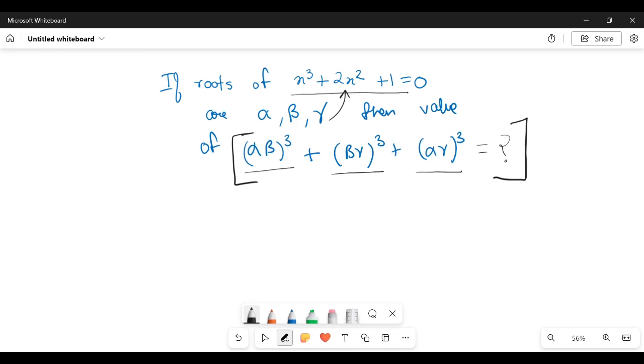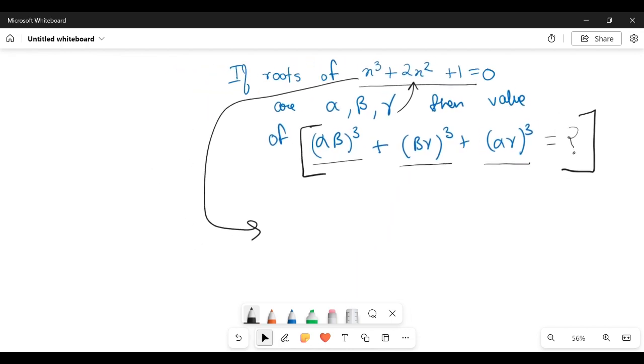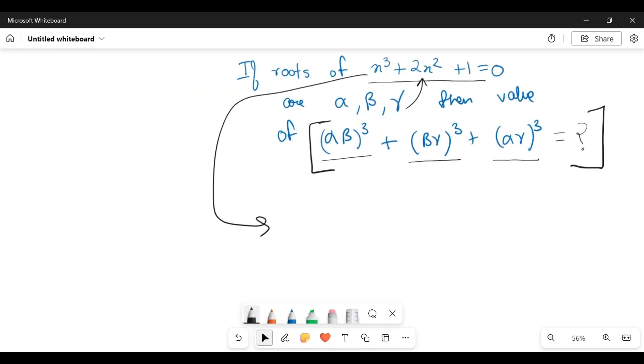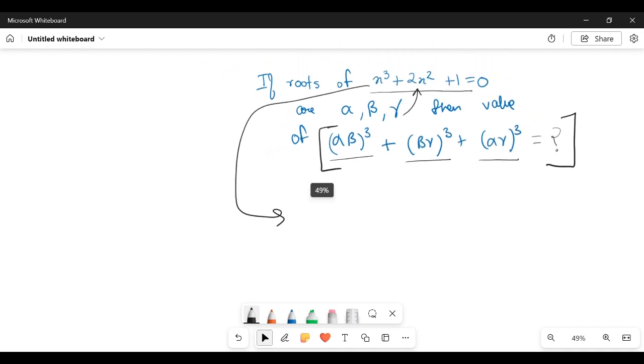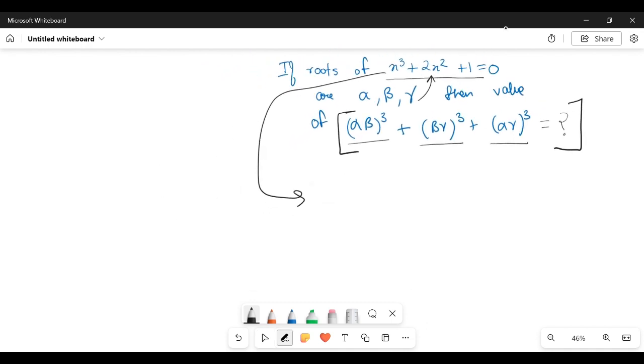If we want to know the actual roots, what could be our approach? We would like to factorize it, right? So x cube plus 2x square plus 1 is equal to 0. And how do we try to factorize a cubic polynomial? Basically, we try some values which could be the possible roots, and from there we would like to factorize.